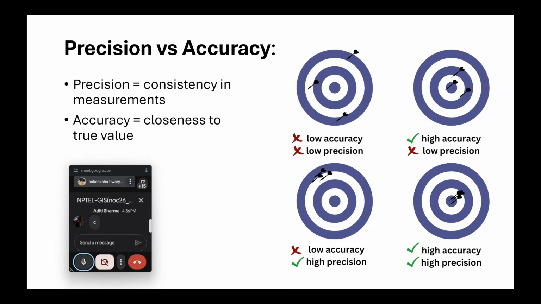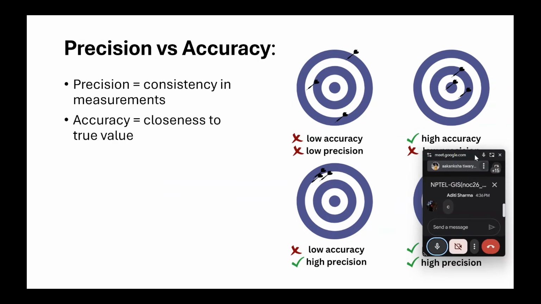Suppose in the second case, what is happening? Look at the second option and the third option. In the third, all three of them are very close to each other, so they are very precise. But here they are not very close to each other, but they are close to the middle point, which means they are accurate. If you want high precision and high accuracy, you have to be close to the true value and all your measurements should be close to each other. This is what precision and accuracy mean.